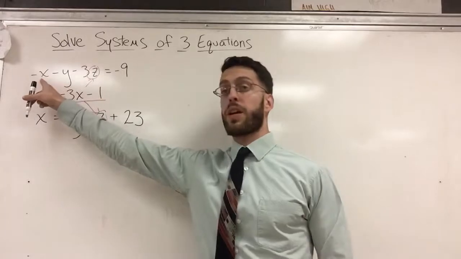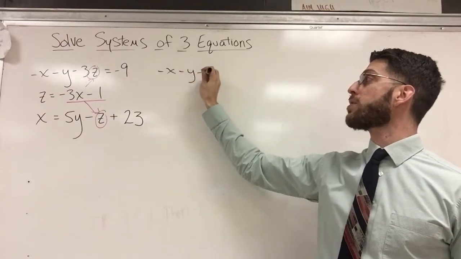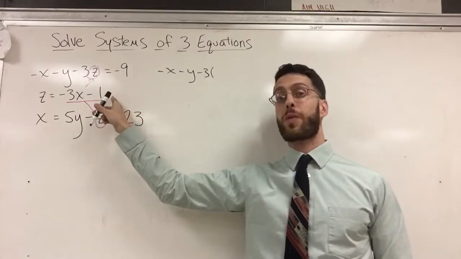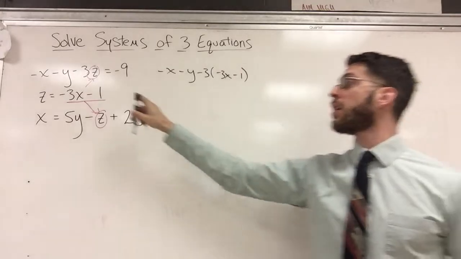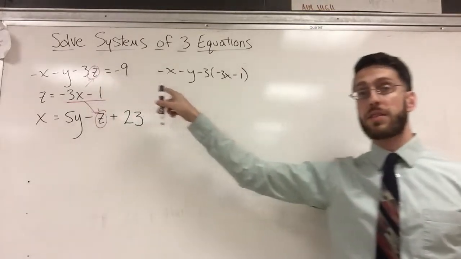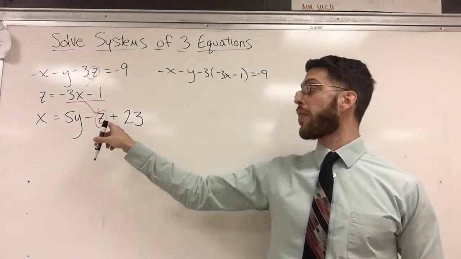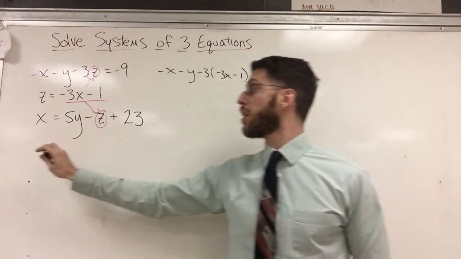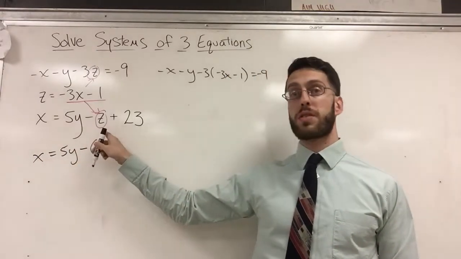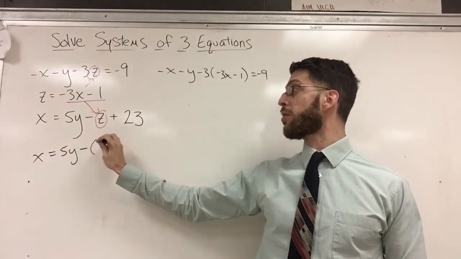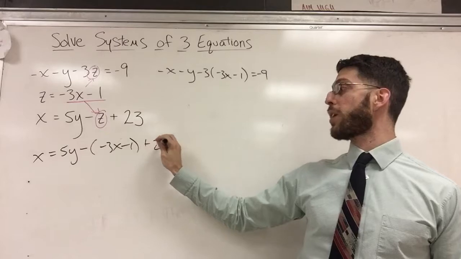I'm going to go here and I'm going to rewrite this. So I have negative x minus y minus 3 times z. Instead of z, I'm going to write negative 3x minus 1. That was my z, equals negative 9 still. And then this one will be x equals 5y minus whatever z is, and z is negative 3x minus 1, close it, plus 23 is going to drop down also.